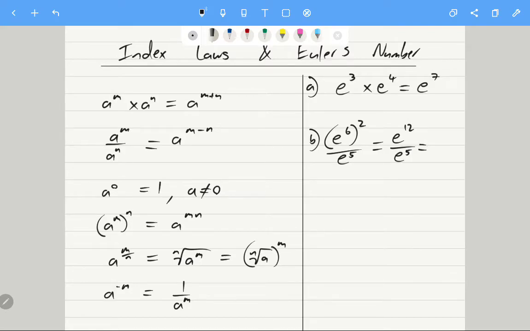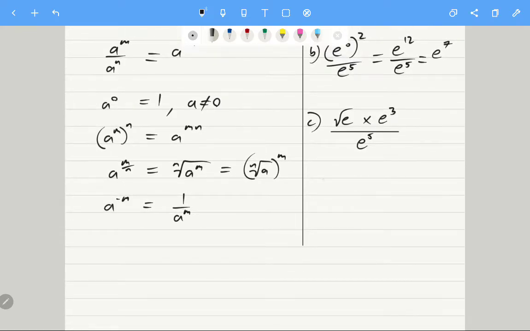If I then wanted to combine this further, well, the division becomes subtraction. So I'd get e to the 12 minus 5, which is 7. And just for a nice little complex one, if I have root e times e to the 3 over e to the 5, well, this one's going to take a little bit more working out. So root e is better written as e to the 1/2, because remember square roots are second roots, times e to the 3 all over e to the 5.